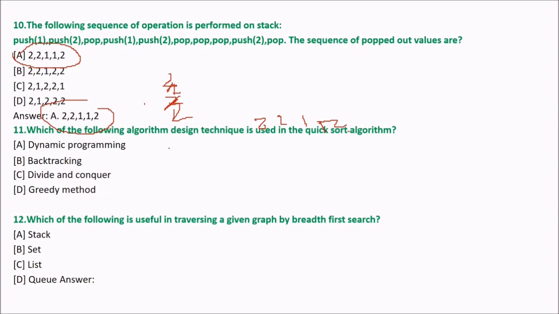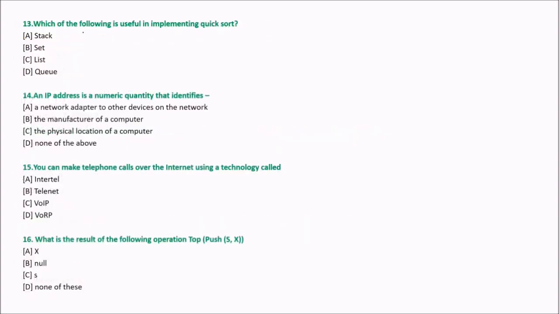Which of the following algorithm design techniques is used in the quick sort algorithm? We have just seen this, divide and conquer. Which of the following is useful in traversing a given graph by BFS? The answer is Queue. For BFS, we use a queue. Breadth first search. Which of the following is useful in implementing quick sort? The options are here. The answer is stack. For quick sort, we use a stack.